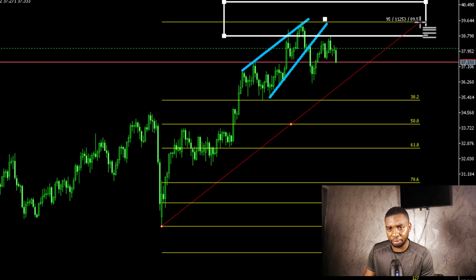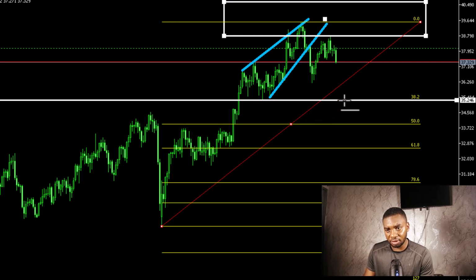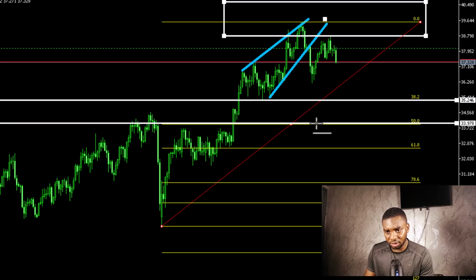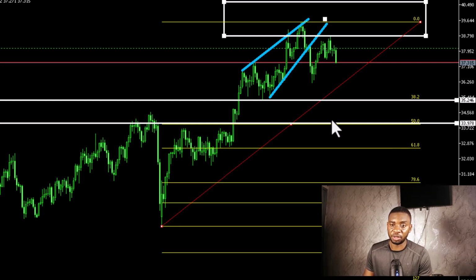For my profit level, I'll mark from this swing low here to this swing high here using the Fibonacci retracement level. I want to take profit at the 38.2% Fibonacci retracement level. I also want to take profit at 50%. And if price can get as low as the 61.8 Fibonacci level, it will be good. Hopefully price gets here. I don't know how it's going to play out, but this is what I'll do.